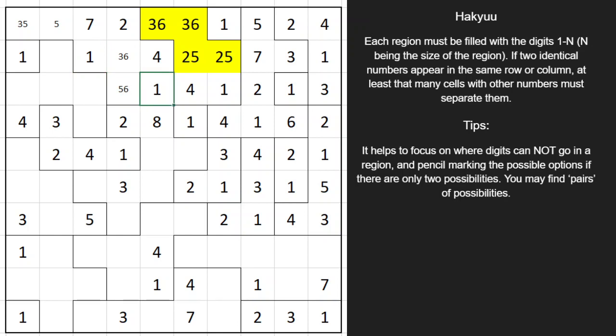5, 6. So 1, 2, 3, 4, 5, 6, 7, and 8. 8 can go in any of these, I think, because there's only one 8 on the board, which is not helpful. So 5, 6, 8, 3, 6, 8, 5, 8. A lot of pencil marks. I don't think this region was very helpful. I probably should have gone elsewhere, but we've already done it.